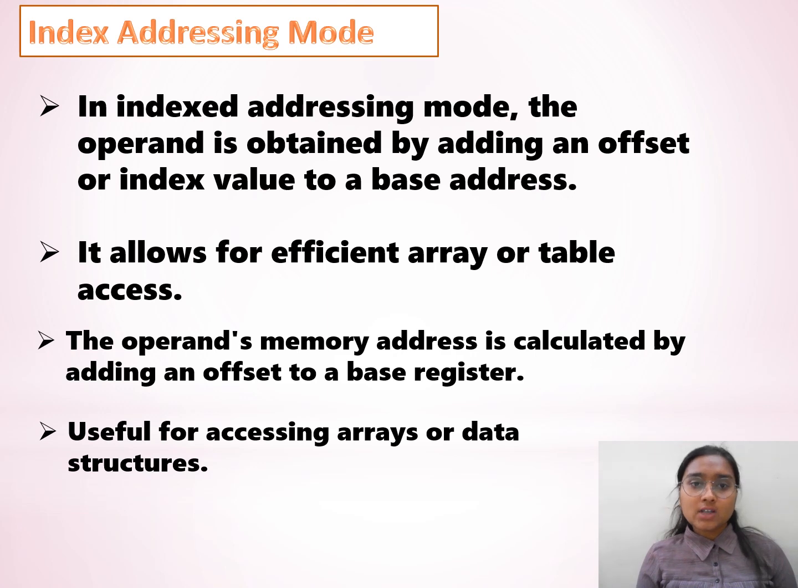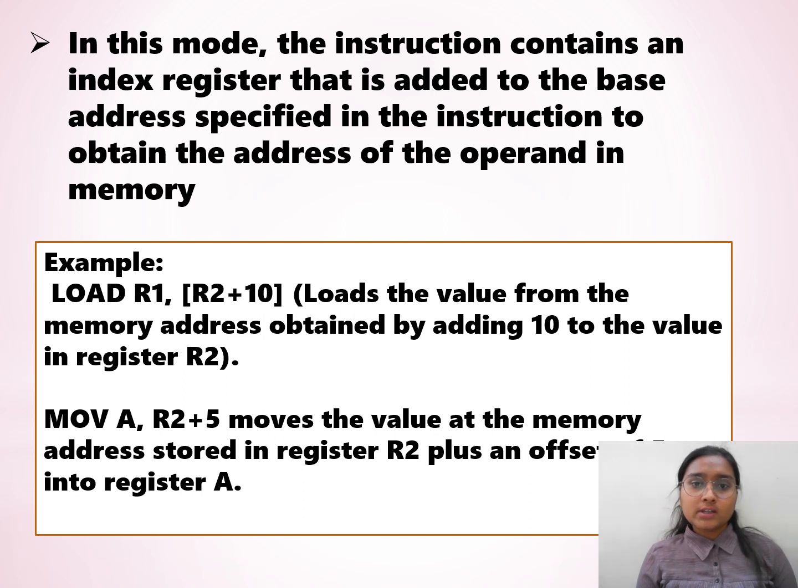Index addressing mode. In index addressing mode, the operand is obtained by adding an offset or index value to a base address. It allows for efficient array or table access. The operand's memory address is calculated by adding an offset to a base register, useful for accessing arrays or data structures. In this mode, the instruction contains an index register that is added to the base address specified in the instruction to obtain the address of the operand in the memory.